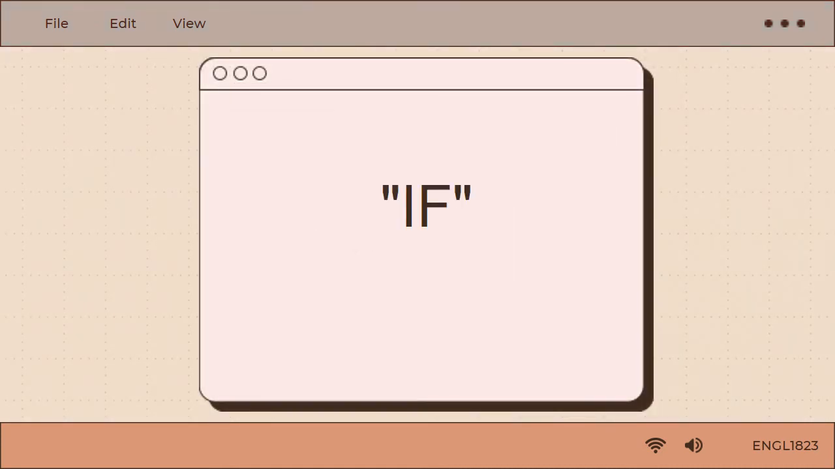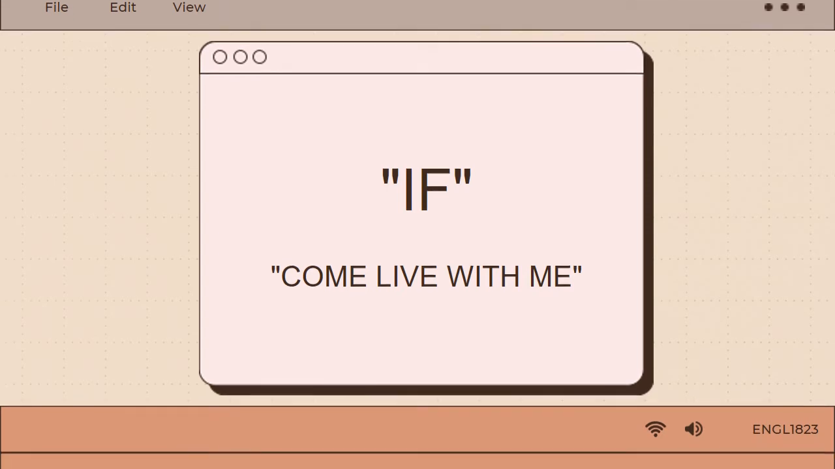The if in line 19 also alters the come live with me request from the form in which we first encounter it back in line 1. The if makes it conditional, which tells us that the speaker now wants the person to come if and only if the aforementioned fun times are appealing to them. That's an interesting way to phrase it, since it seems less and less likely those pleasures are within the speaker's ability to provide.